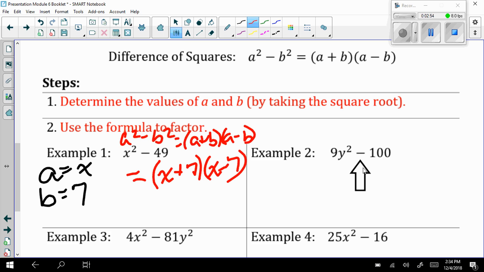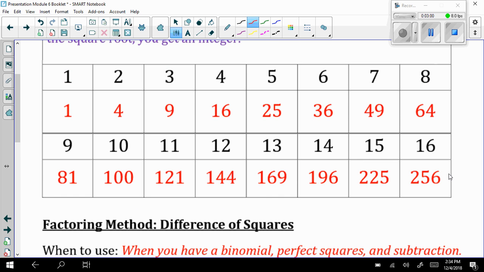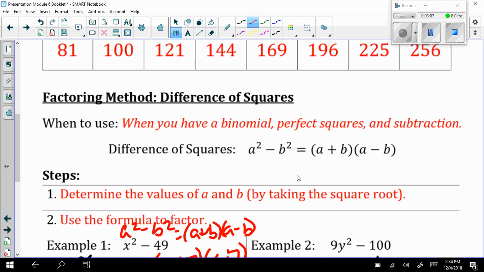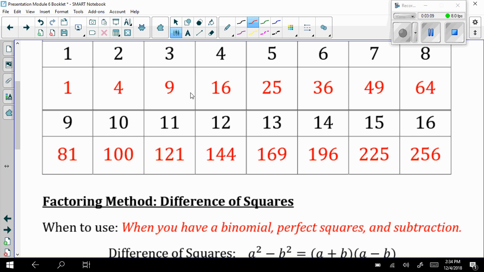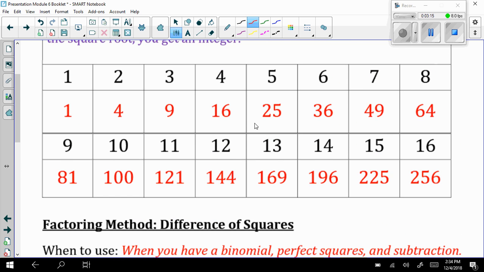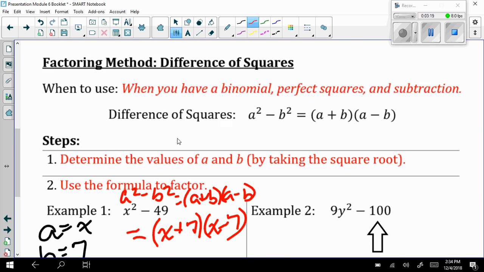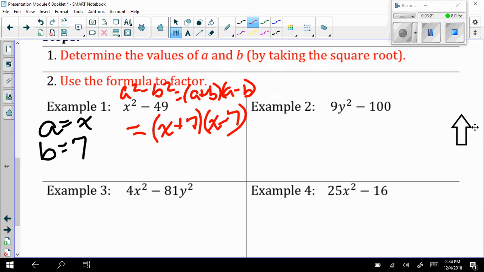Well, let's look at example 2. So again, subtraction, two terms, perfect square, perfect square. If you're not sure if it's a perfect square, look to this list. Now, obviously, if it's bigger than 256, I'll have to actually do some work. But on this list, I see the 9, and I see the 100 right there. So the square root of 9 is 3. The square root of 100 is 10. And the square root of y squared is just y. So I'm going to find my a and b.